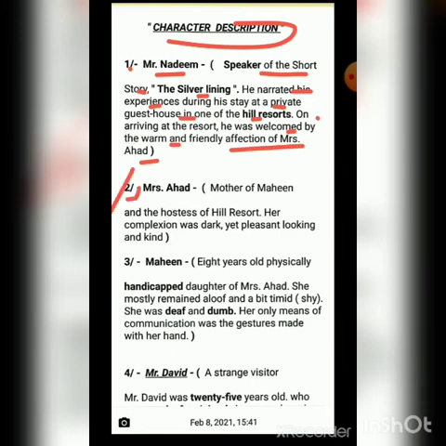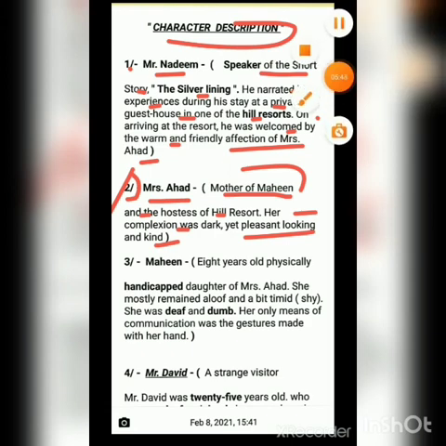Now the second most important character is Mrs. Ahad. Let's read the description of Mrs. Ahad. Mrs. Ahad was the mother of Maheen and the hostess of the hill resort. Hostess means that she used to welcome and greet everyone who arrived at her hill resort. She also was the mother of Maheen, her child who was physically disabled. Her complexion was dark. We are describing Mrs. Ahad. Her complexion was dark yet she was pleasant looking and kind.